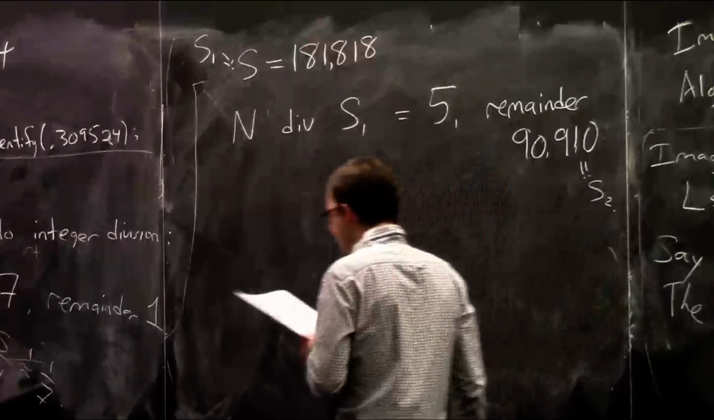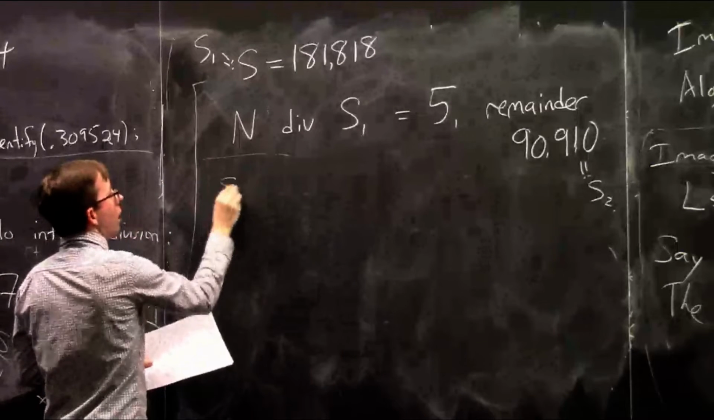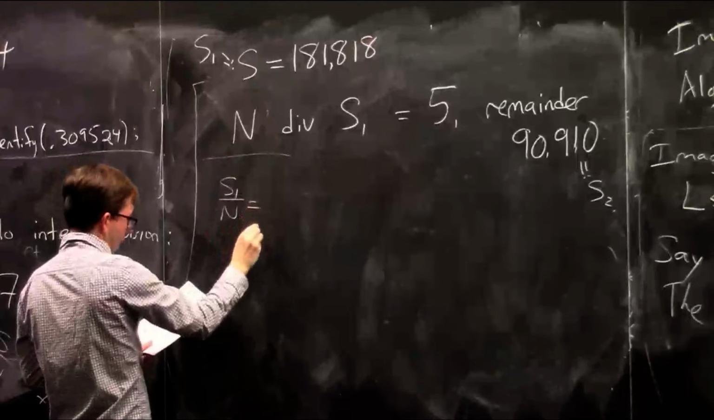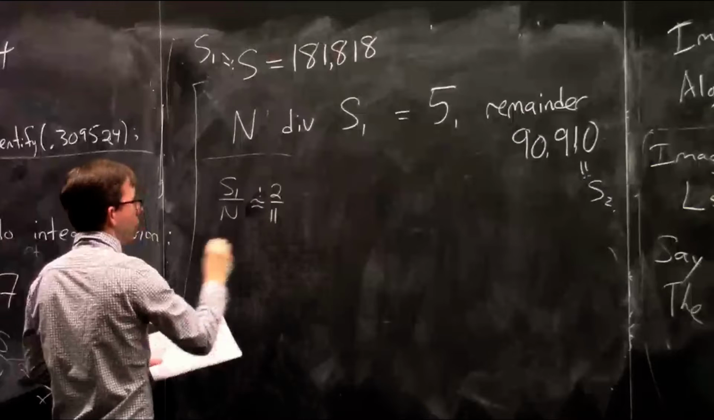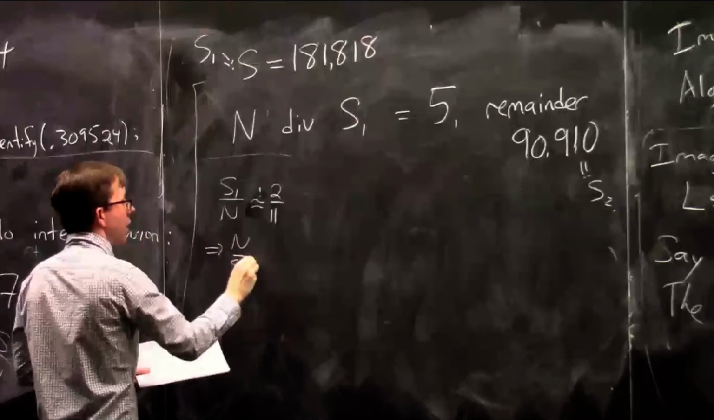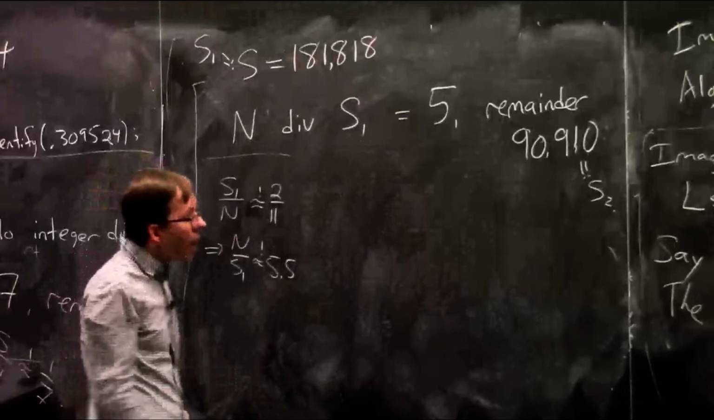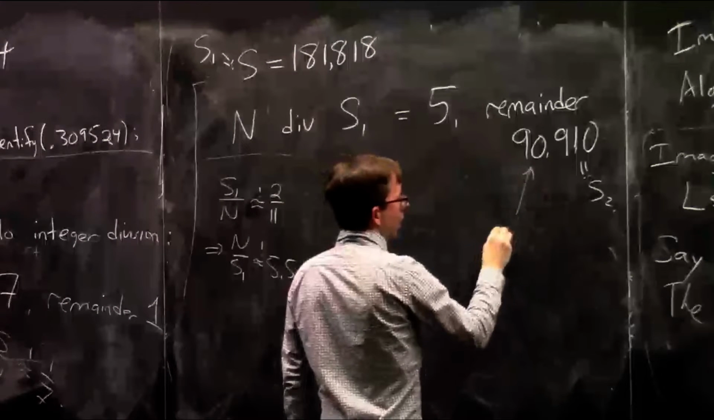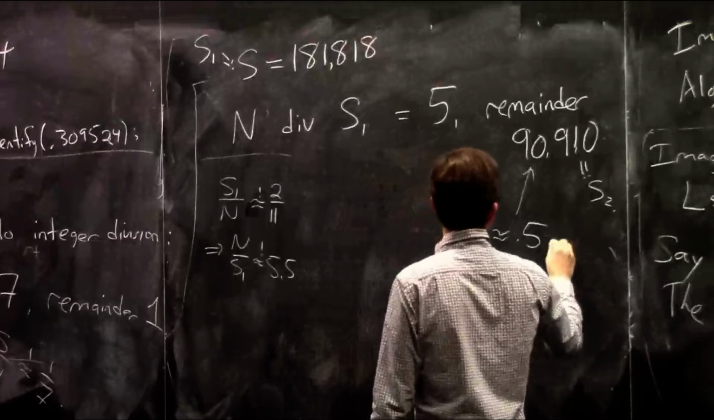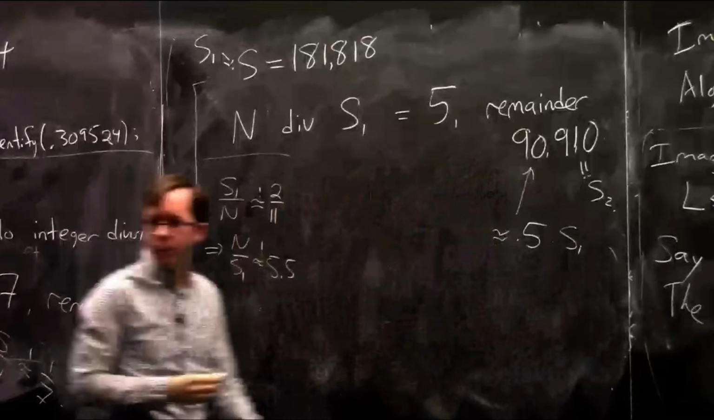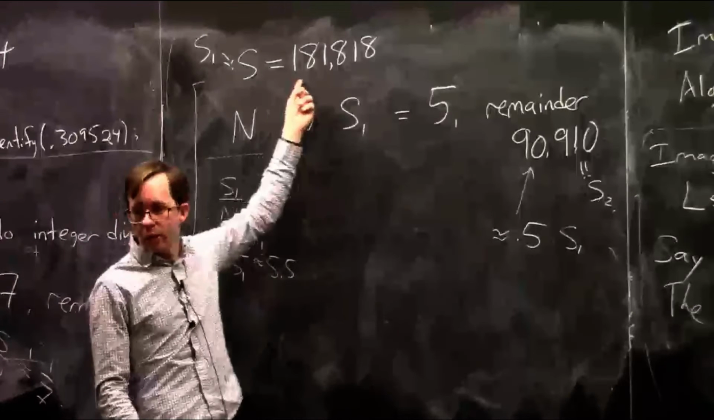I'll call that S2. But here's the thing. You and I both secretly know that S1 over n is basically 2/11ths, which means that n over S1 is basically 5.5. So we got the quotient of 5, so that means the remainder is basically 0.5 S1. This is ridiculously close to half of S1, which it is.